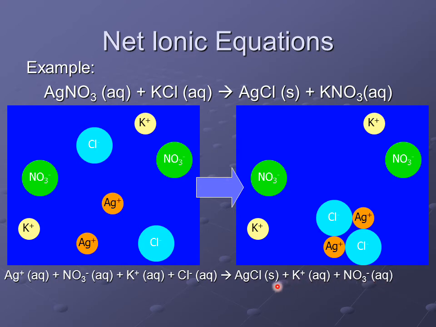This line here is called the complete ionic equation. To go from the molecular equation to the complete ionic equation, you dissociate all the strong electrolytes. You dissociate anything that actually dissociates. And you keep associated things like the silver chloride, anything which should remain associated.